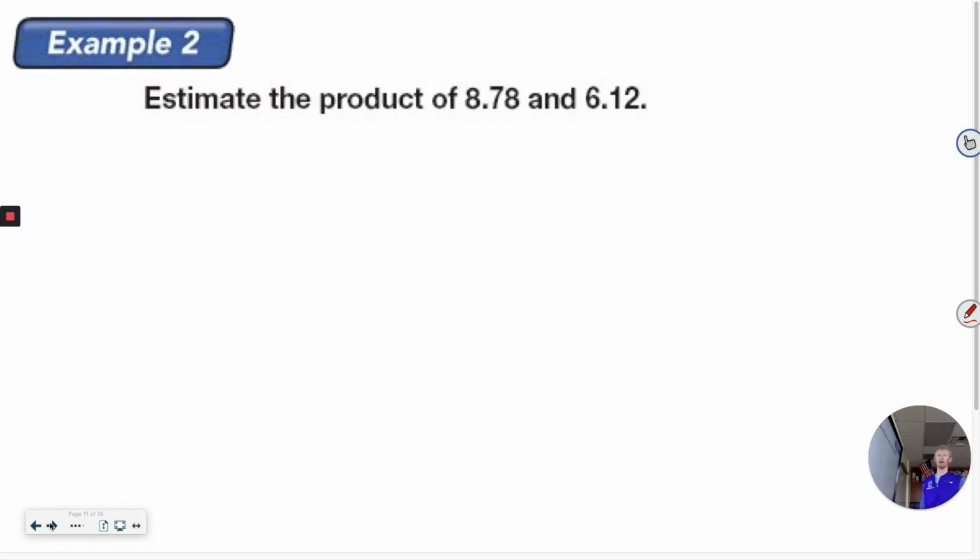All right, estimate the product of 8.78 and 6.12. If I'm going to estimate the product, first I round to the nearest whole number. So 8.7, 7 is more than halfway. So 4 or less, let it rest, right? 5 or more, raise the score. So I have rounding up to a 9. And then 6.12, 1, 4 or less, right? So that becomes a 6. So now I have 6 times 9, the product, which gives me 54, would be my estimate.